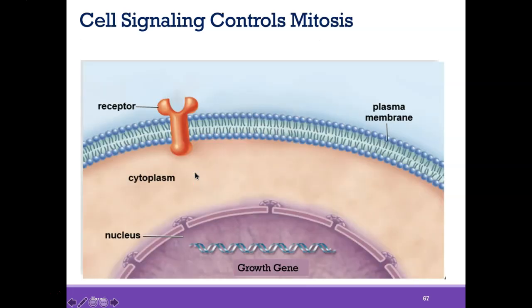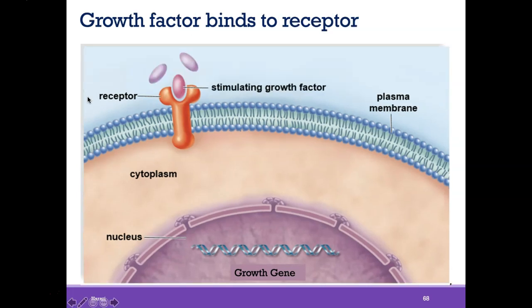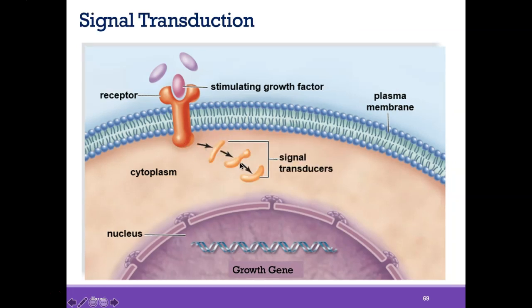Very briefly, and in general, what will happen is a special growth factor will bind to a receptor. The growth factor can't cross the membrane on its own, so it needs to bind to a receptor first. And when it binds to the receptor, there will be a change on the inside of the receptor that can activate other proteins in the cytoplasm.